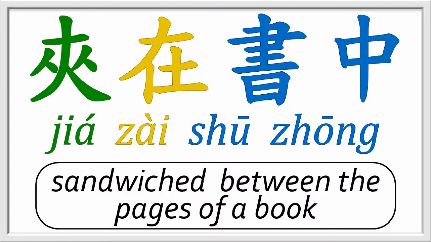Anyway, with previously learned vocabulary, we can now make the phrase 夹在书中, meaning sandwiched between the pages of a book, or literally, wedged in book center, such as a note or a flower. Keep in mind that the Chinese characters in each lesson are all based on the same component or its variations.